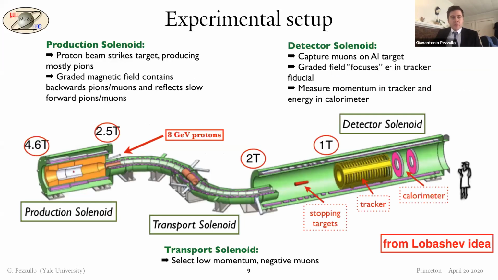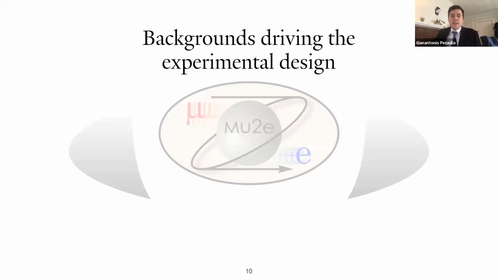Downstream of the stopping target, we have a tracking system that we'll be discussing shortly, and then an electromagnetic calorimeter built with cesium iodide crystals. Let's now see how the background has been driving the design of the experimental apparatus.